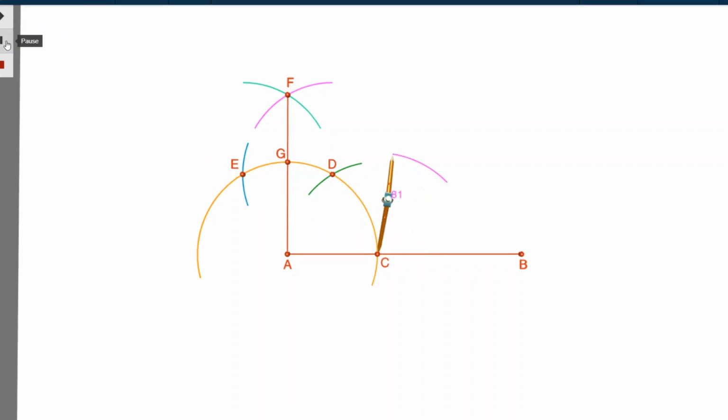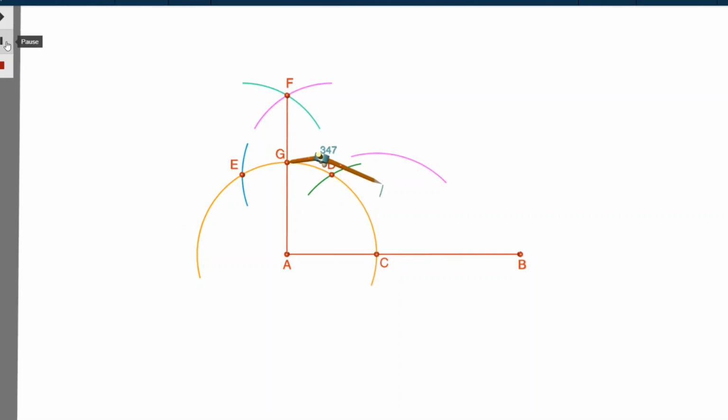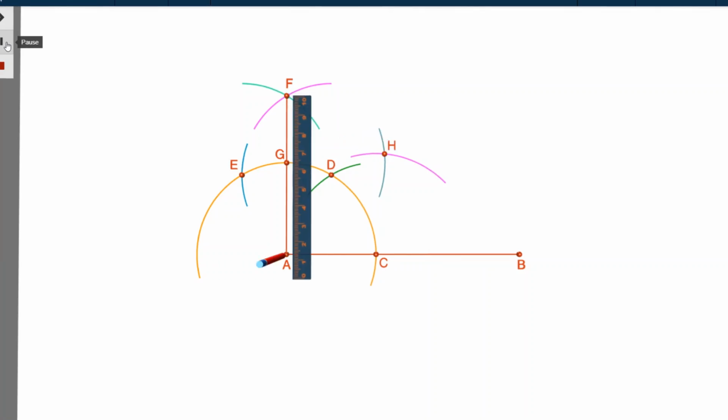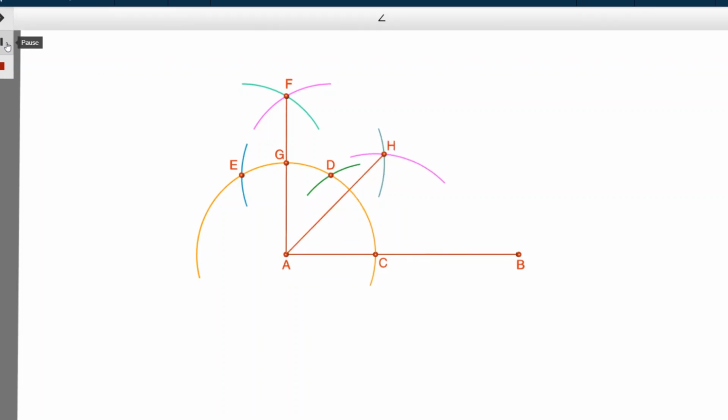Now with center C and some radius, draw an arc. With center G and the same radius, draw an arc to intersect the previous arc at some point, mark it as H. Now join AH. Now HAB is 45 degrees.